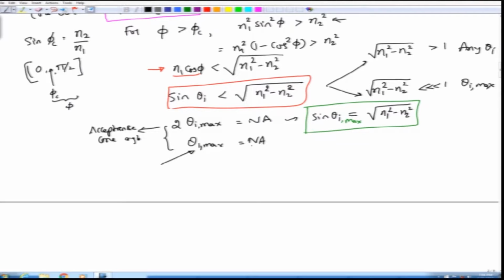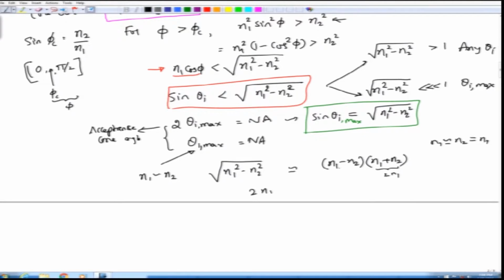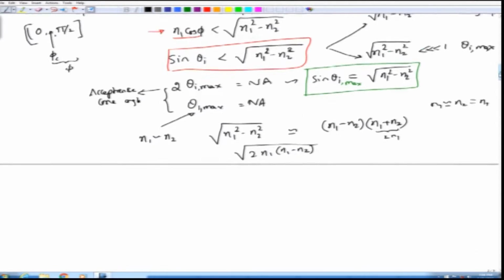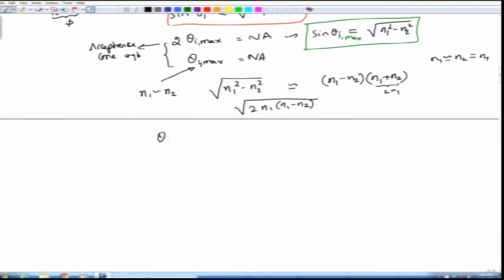Because n1 is very close to n2, the difference between them is very small, this square root of n1 square minus n2 square can be written as n1 minus n2 into n1 plus n2, and since n1 is very close to n2, we will call this equal to n1. So, you will get here 2n1, and then n1 minus n2 under root. So, I can pull this n1 out. So, I have theta I max is equal to this.